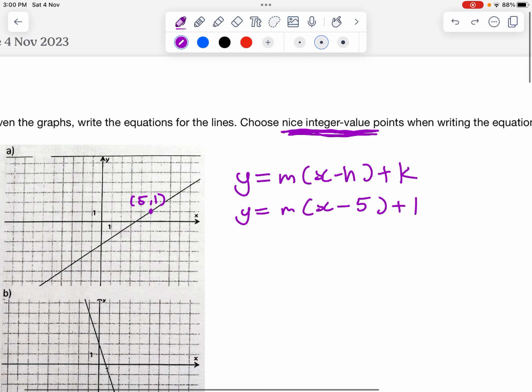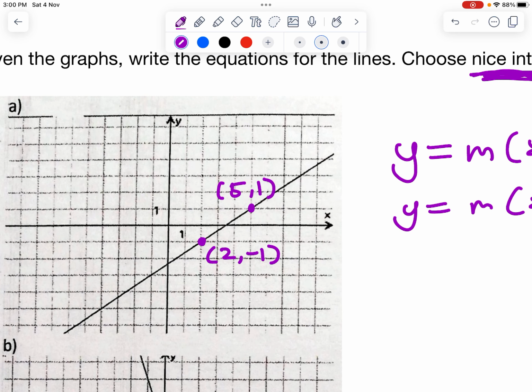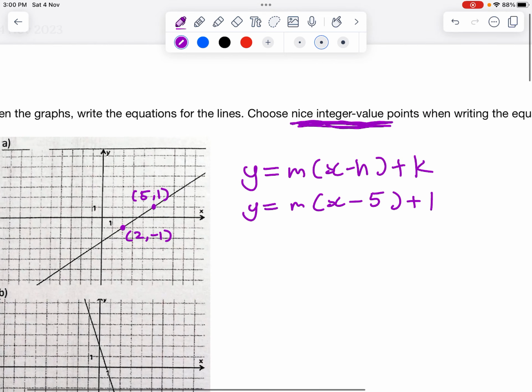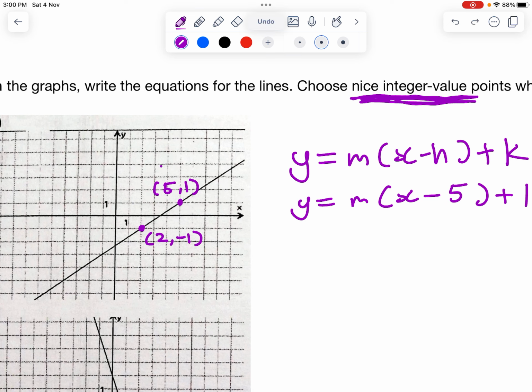You don't want that. You want a nice integer value. So it looks like this is a point here. That is 2, -1. So I know that the slope would be, remember, in order to find the slope, it is change in y over change in x.